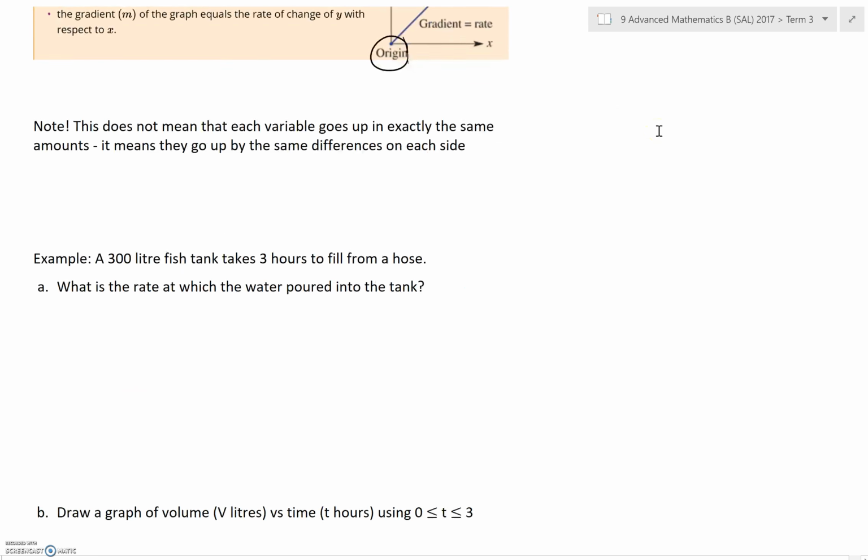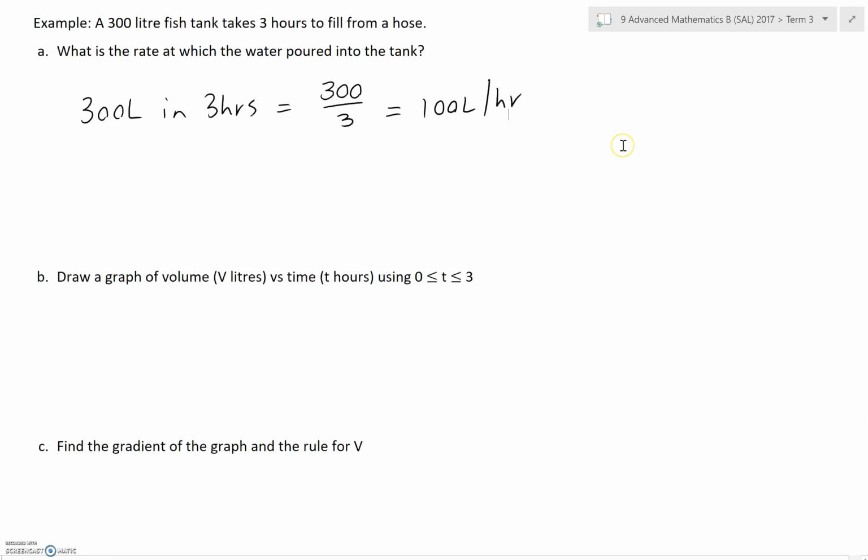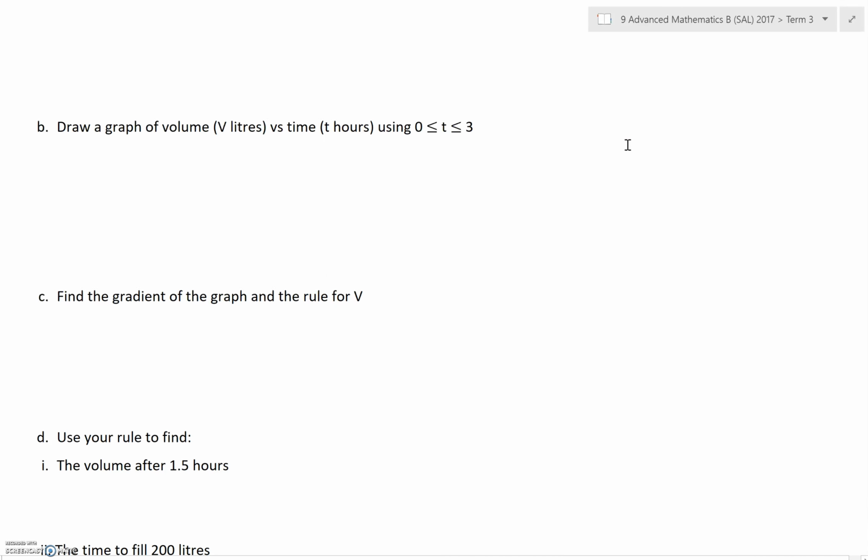So let's have a look at another example here. A 300 litre fish tank takes 3 hours to fill from a hose. What is the rate at which the water is poured into the tank? We can pull that information straight out of the question. 300 litres in 3 hours means that in 1 hour it's going to be 300 divided by 3, which is 100 litres per hour. Rate is usually expressed as a certain amount over a certain time period, like 100 litres per hour or kilometres per hour. Hour is pretty common, but it depends on the question exactly what you use.